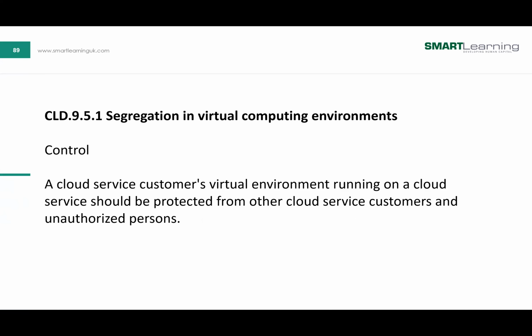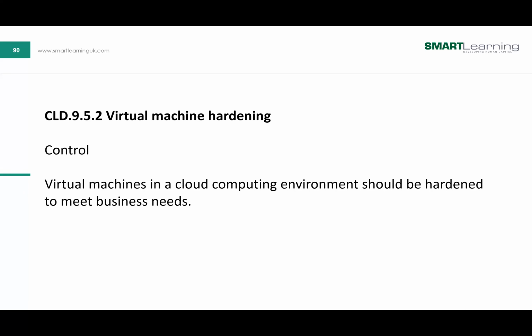And this is about segregation in the virtual computing environment, basically protecting against crosstalk between applications, data, whatever it is. So a cloud service customer's virtual environment that is running on the cloud service provider's premises should be protected from other customers and even unauthorized persons, like people that are walking into the environment. Because the customer isn't there physically, this control should be applied. It is very, very important. This is a major concern that we saw when we talked about threats in the cloud environment. Crosstalk is an important risk.